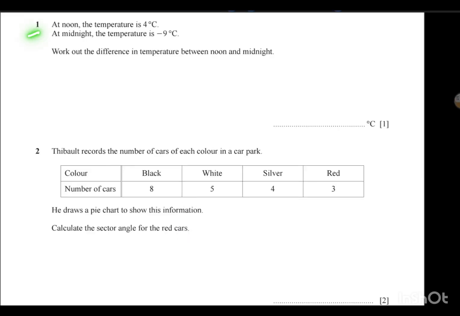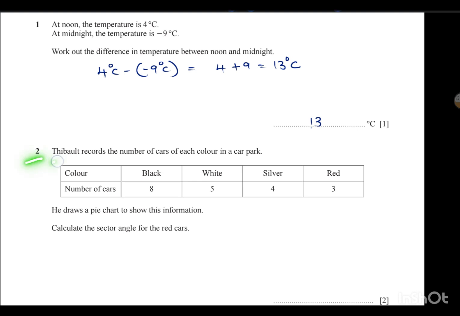Question number 1. At noon, the temperature is 4 degrees Celsius. At midnight, the temperature is -9 degrees Celsius. Work out the difference in temperature between noon and midnight. For the difference in temperatures, you take the temperature at noon and subtract from it the temperature at midnight. So you will have to do 4 plus 9, which is 13 degrees Celsius. So this is the difference of the temperatures.